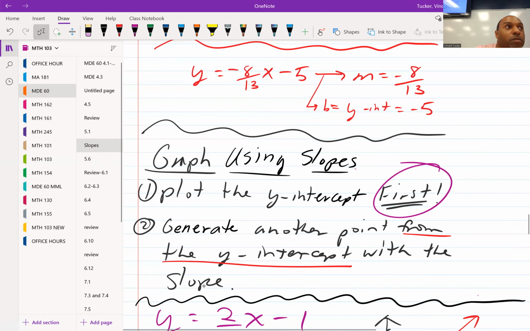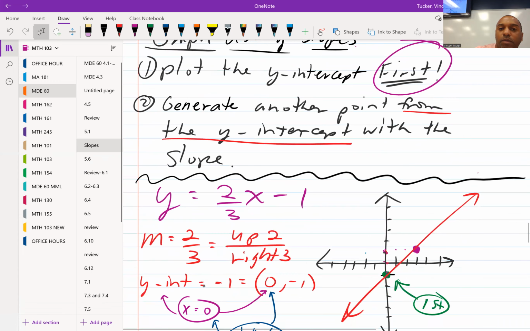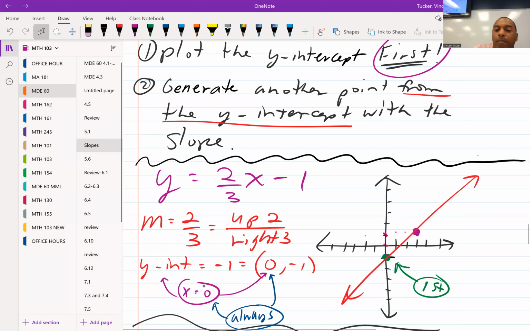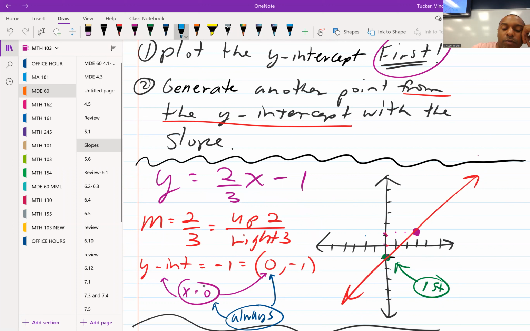All right, good. So let's try it out. So if I have y equal to 2/3 x minus 1, look at the information that you can pull from that equation. Your slope is 2/3, and your y-intercept is -1. So we have a positive 2 over positive 3. That means I'm going up 2, right 3. Those are both positive moves. Remember, that's just a set of directions.